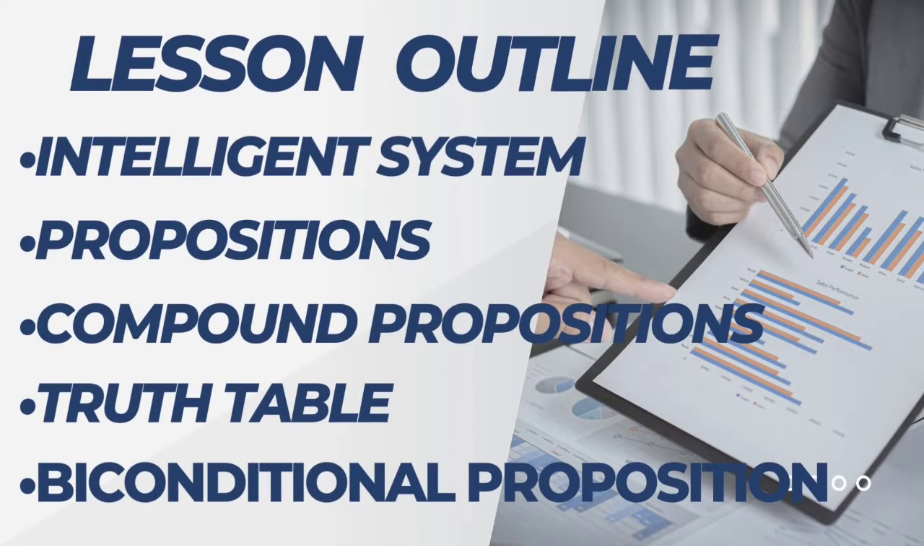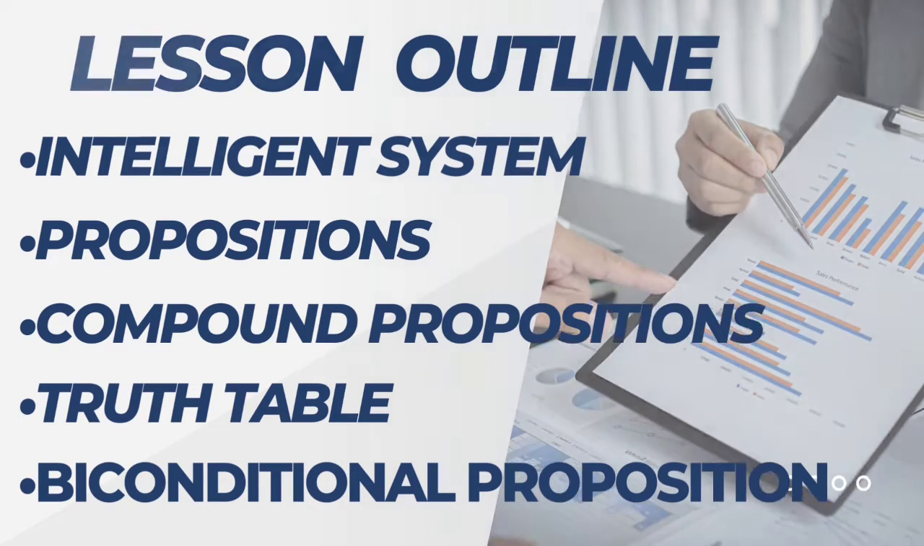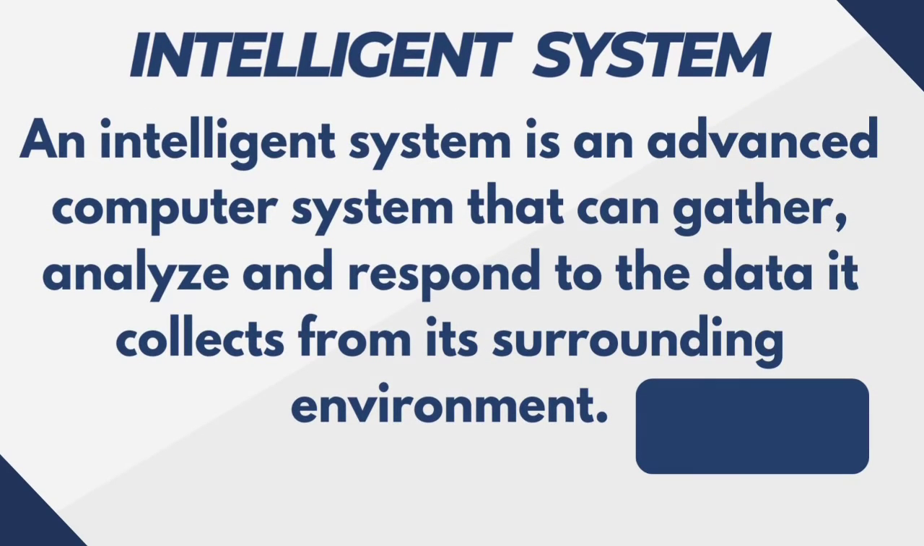The lesson outline includes intelligent system, propositions, compound propositions, truth table, and biconditional proposition. Intelligent system. An intelligent system is an advanced computer system that can gather, analyze, and respond to the data it collects from its surrounding environment.